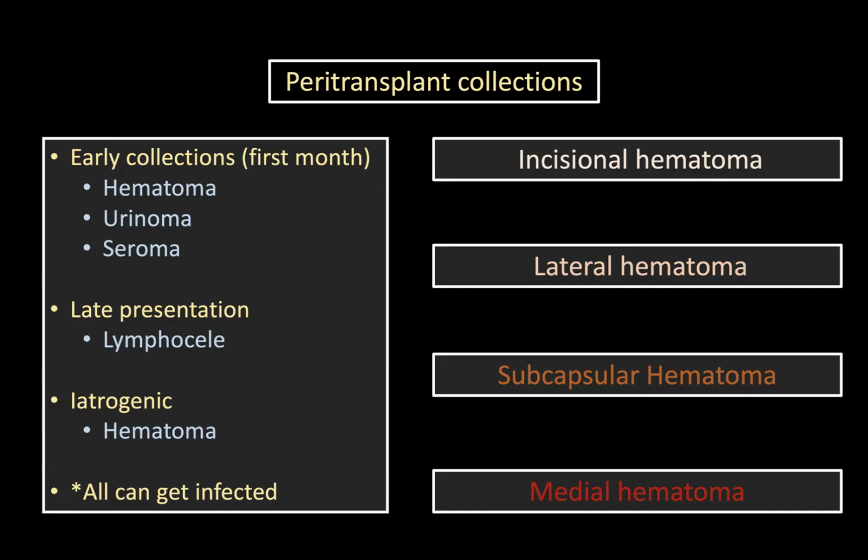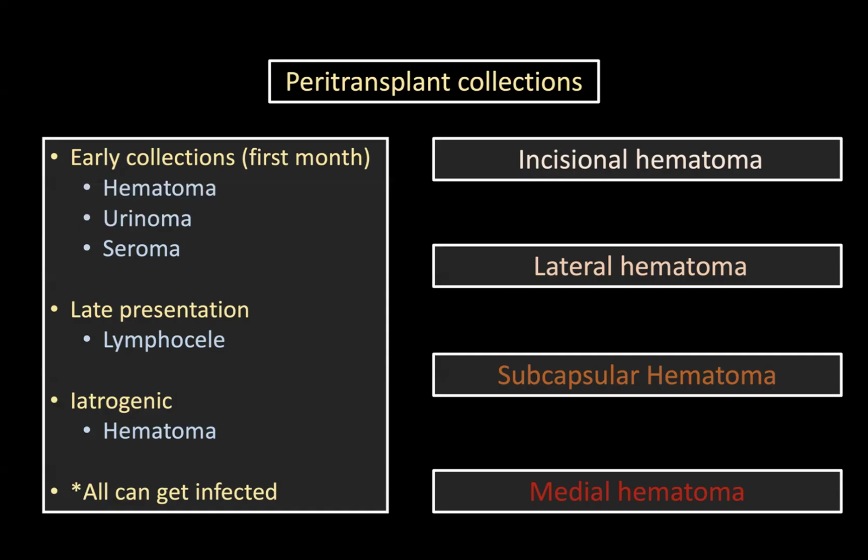And then you can get iatrogenic injury, which usually leads to hematomas, but could potentially lead to a urinoma as well. And then all of these collections can become infected, so they can end up becoming abscesses, any one of these collections. But I just wanted to focus on hematomas because I think this is important.